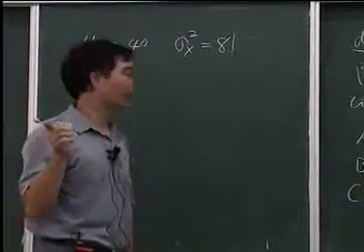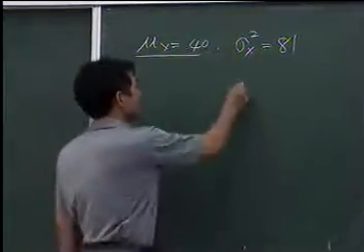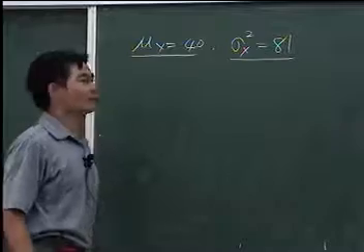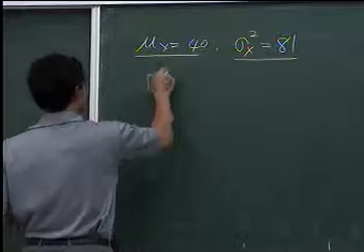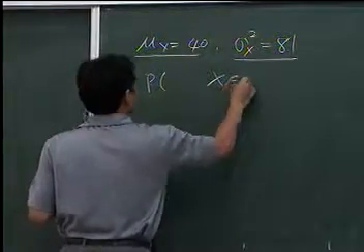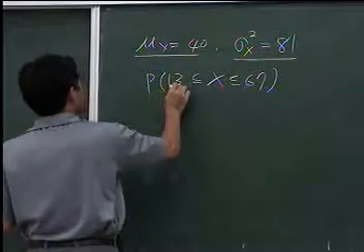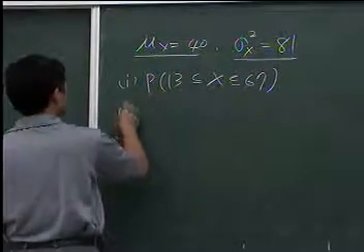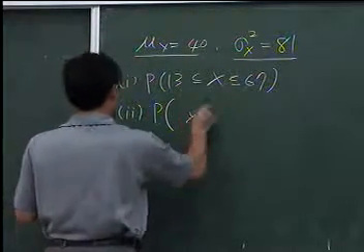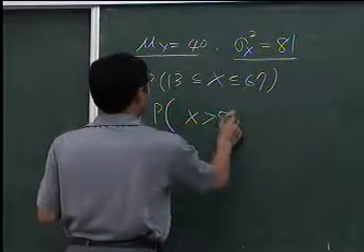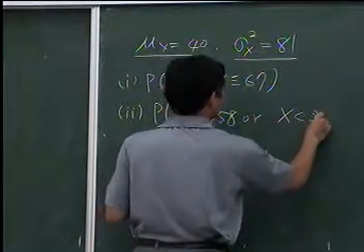Anyway, so let's get to this part. We already know mu x is equal to 40 and sigma x squared is equal to 81. And now you are required to find the probability. So P(x less than or equal to 67 and greater than or equal to 13). So this is the first one. The second one, P(x greater than 58 or x less than 22).